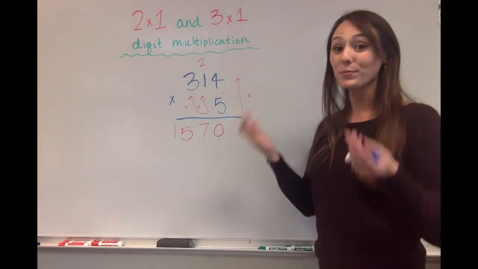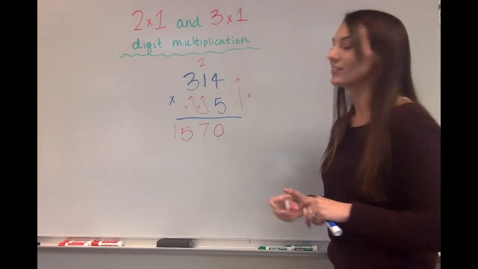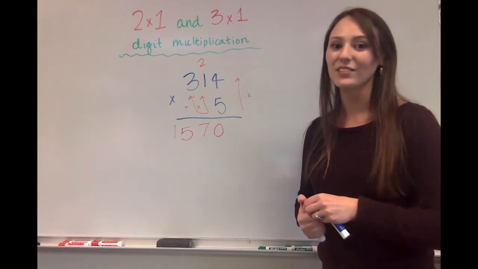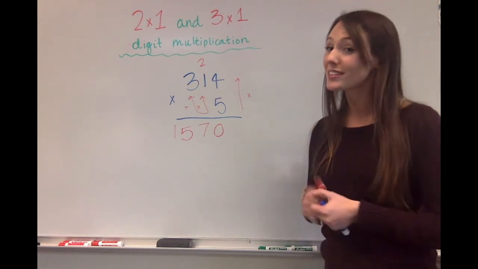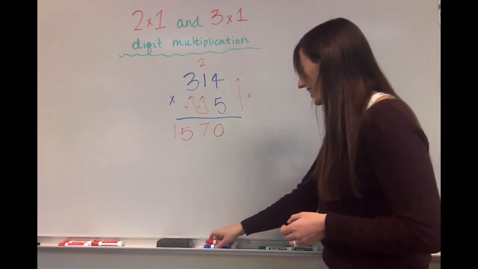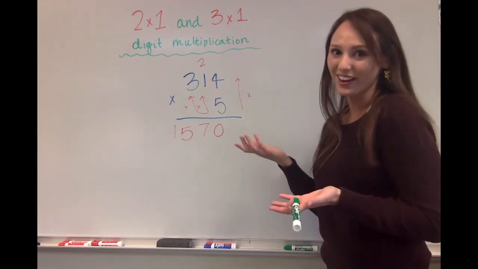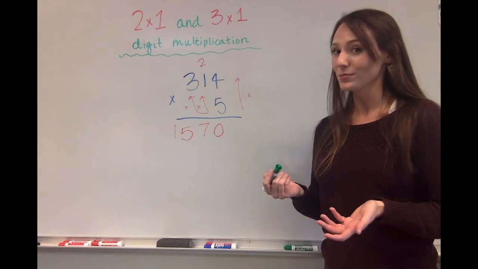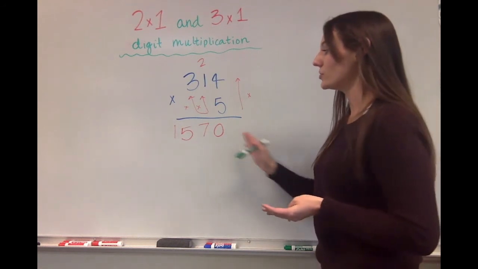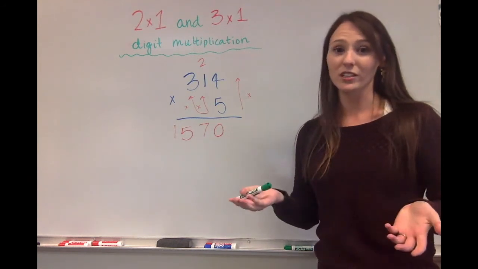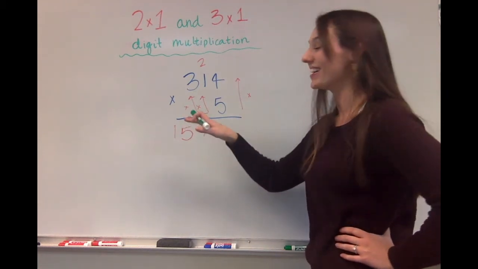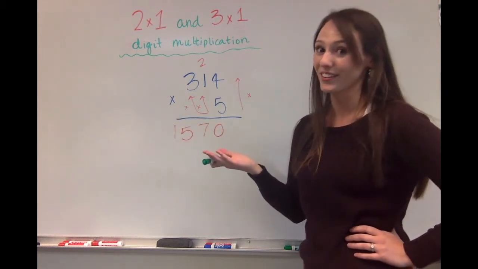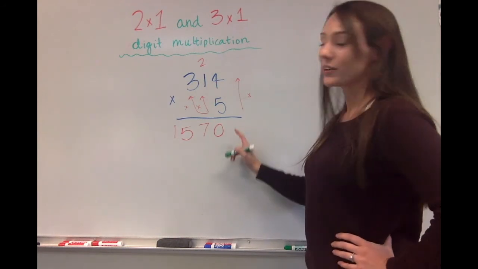Okay, so the product to this problem, 314 times 5, is going to be 1,570, but you'll notice that I'm missing something in my answer, and that's my comma. So remember, we always have to put that in our answer just to make sure that it's written correctly. I even know some teachers that might mark you down if you have no commas, even if you have the right answer still. So we're going to count.